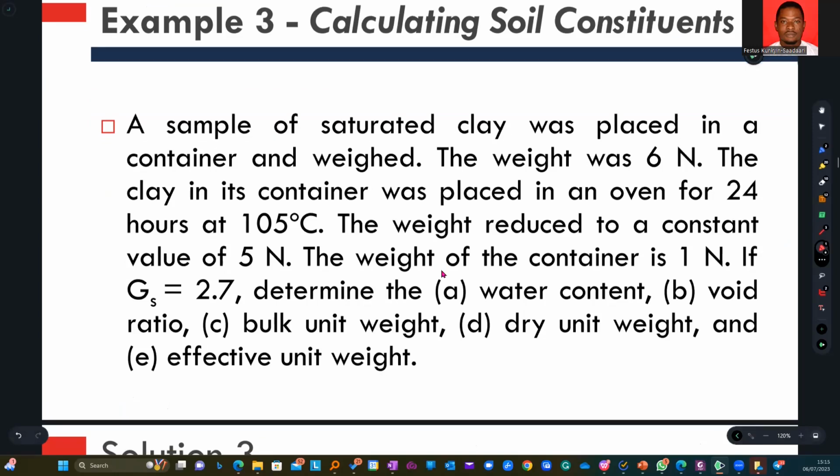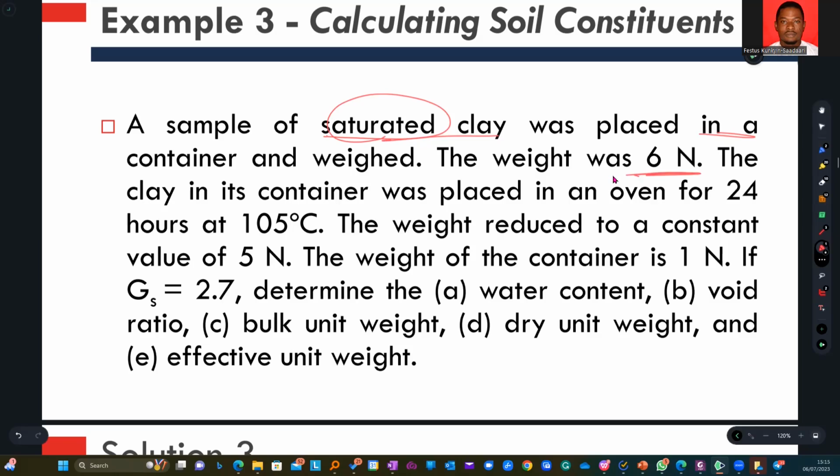Our next task is to compute soil constituents, where we are given certain parameters and asked to calculate the rest. A sample of saturated clay was placed in a container. Note that saturated clay is a keyword you should take note of. It was placed in a container and weighed. The weight was 6 newtons.